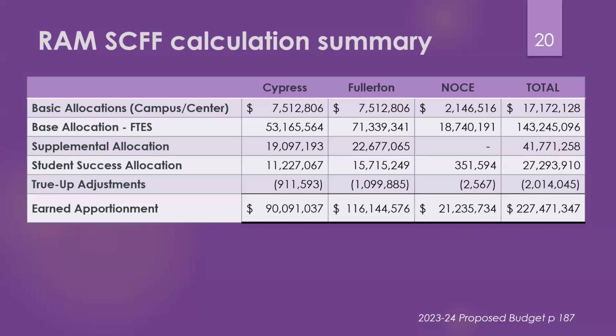Let me take a look at this. This is the same information, but broken out by college. So if you look in the budget book and you want to see how each college's base, supplemental, student success, and the true-up adjustments work for their earned apportionment, when we're thinking about the $227.5 million, this is how each center, as far as Cypress, Fullerton, and NOC, work out in terms of what they would show as their earned portion of the apportionment.